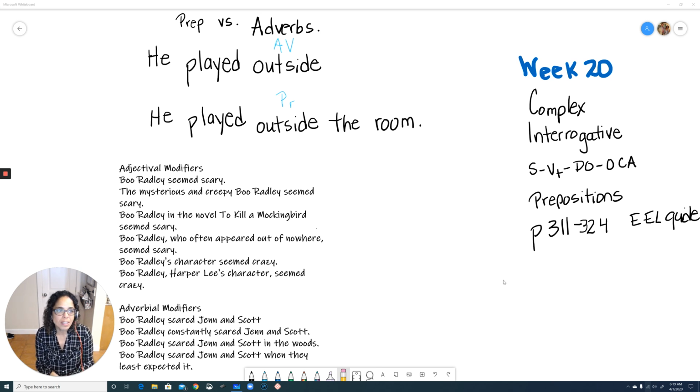This is week 20. We're working on the complex structure, the interrogative purpose. Our pattern is SVTDO-OCA, which we've been doing for several weeks. I'm just going to be talking to you a little bit about prepositions and modifiers. So we're working on pages 311 to 324 in the EEL guide. So moms, you can follow along with me. I'm just going to read here from the guide.